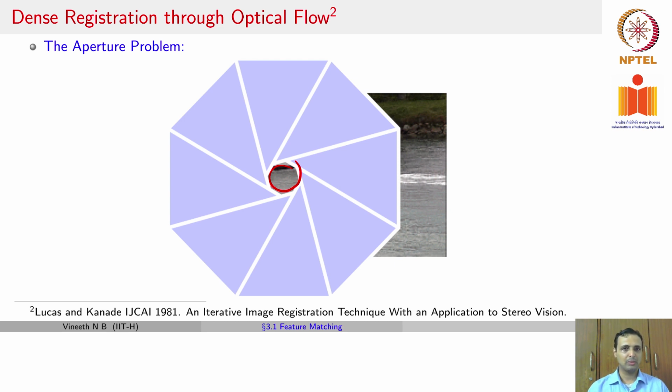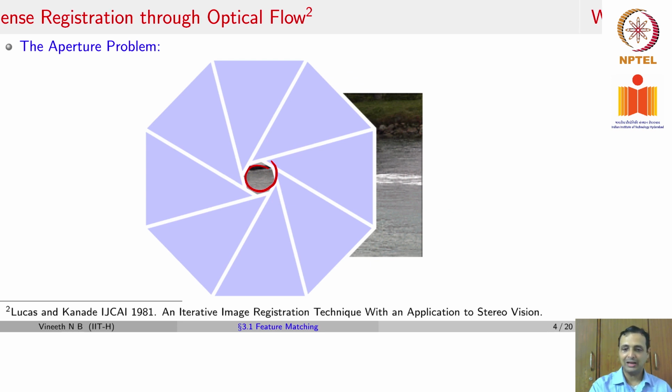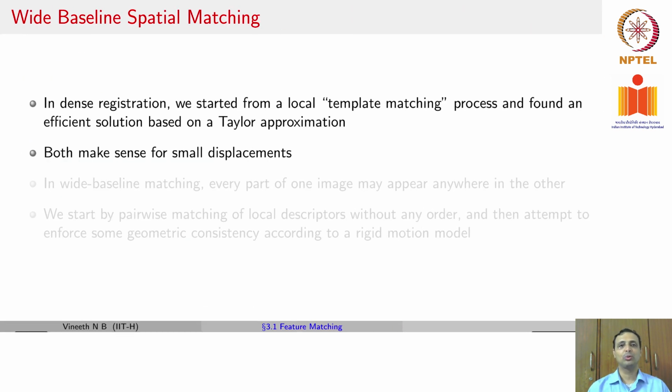It didn't look like those two images were displaced by a very small amount. It looked like there was a significant rotation or a significant perspective difference in how those pictures were taken. How do you solve those kinds of problems? And for that, we'll move into what is known as wide baseline spatial matching.